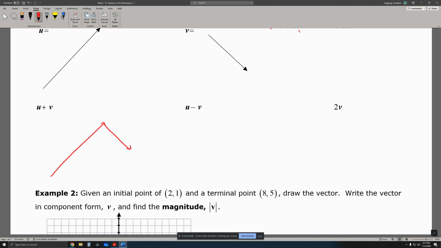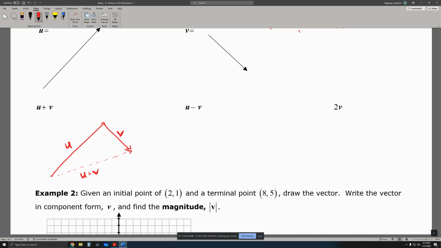Therefore, the resultant vector, if I start from the tail of u and go to the tip of v, I would have this resultant vector here. So I'm going to go ahead and label these vectors. We have vector u, vector v, and then this resultant vector is u plus v. And again, always remember to bold those vectors. We want to denote vectors, not variables.